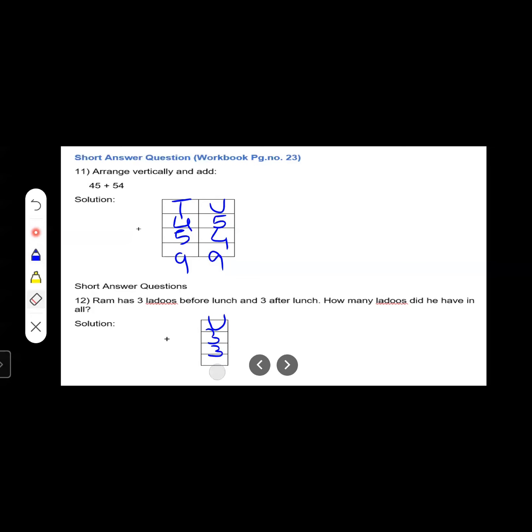Understood this sum? Let me show it to you again. Here you have to write units. Then you will write the 2 numbers given: 3 plus 3, 3 laddus before lunch, 3 laddus after lunch. What is the question over here? How many laddus did he have in all? All means we have to find out the total. So we will add. 3 plus 3 is equal to 6. So how many laddus are there with him? 6 laddus. So we will write like this.